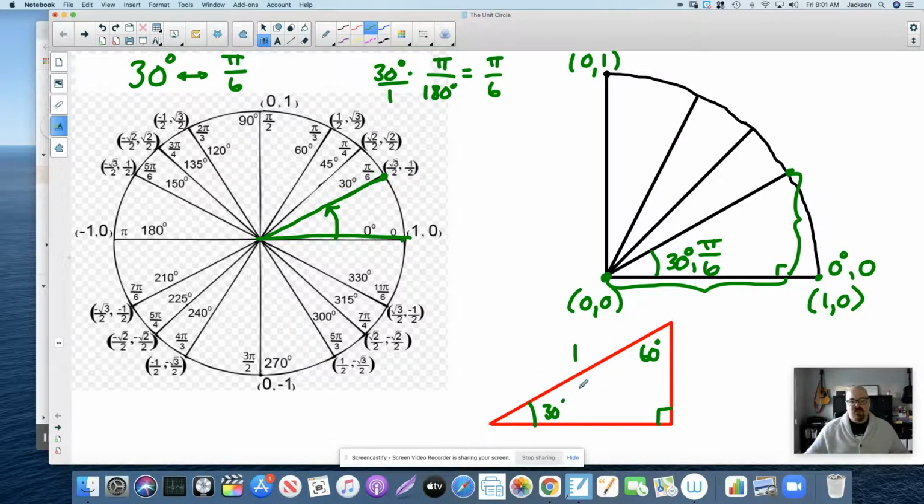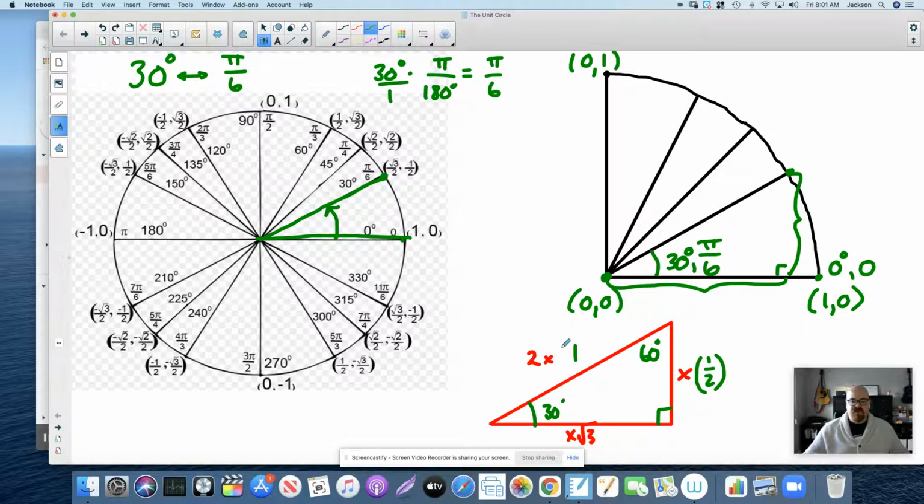So we have a special right triangle, a 30-60-90 triangle. The side lengths of a 30-60-90 triangle are always in the same ratio, where whatever this side is, this side is always twice as long as that, and this side is always whatever that is times radical 3. So if the length of this side is 1, and that's twice as big as this side, that would make this side 1/2.